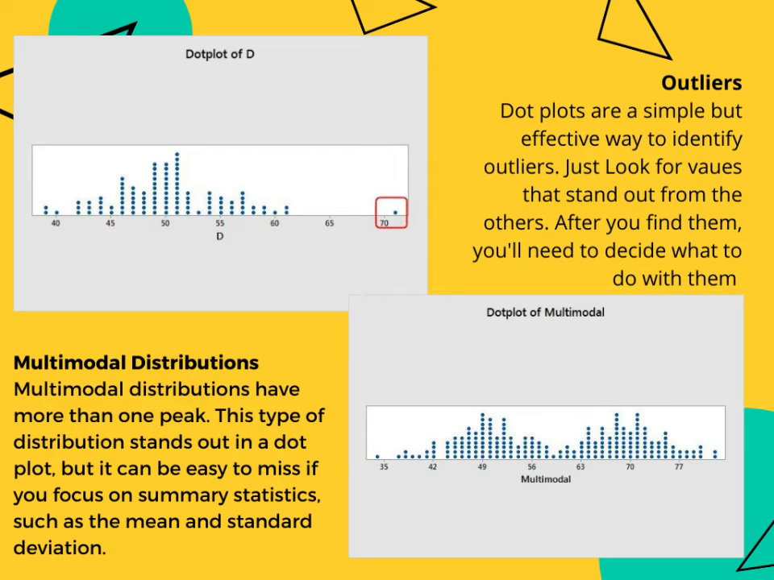Dot plots are a simple but effective way to identify outliers. Just look for the values that stand out from the others. After you find them, you'll need to decide what to do with them.